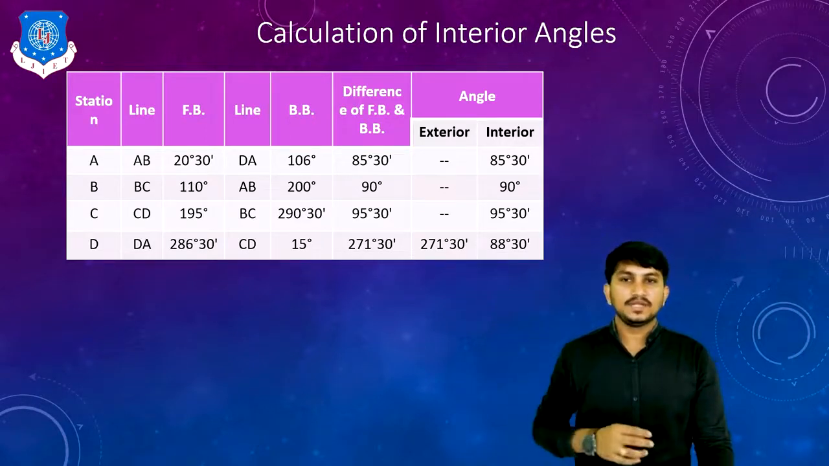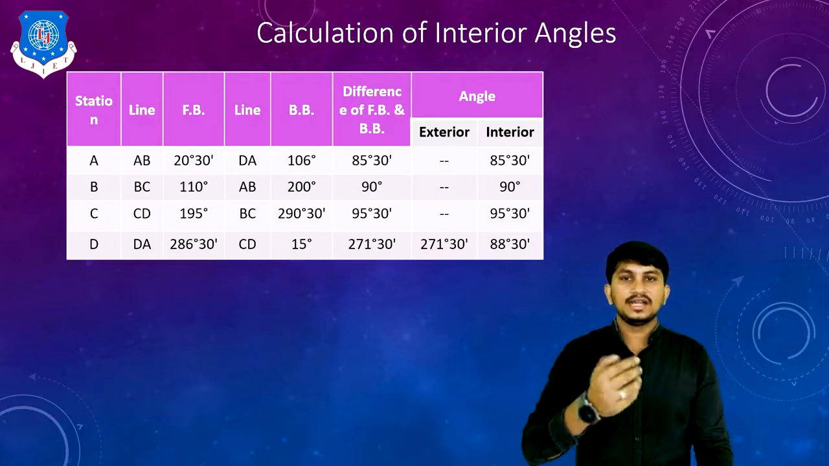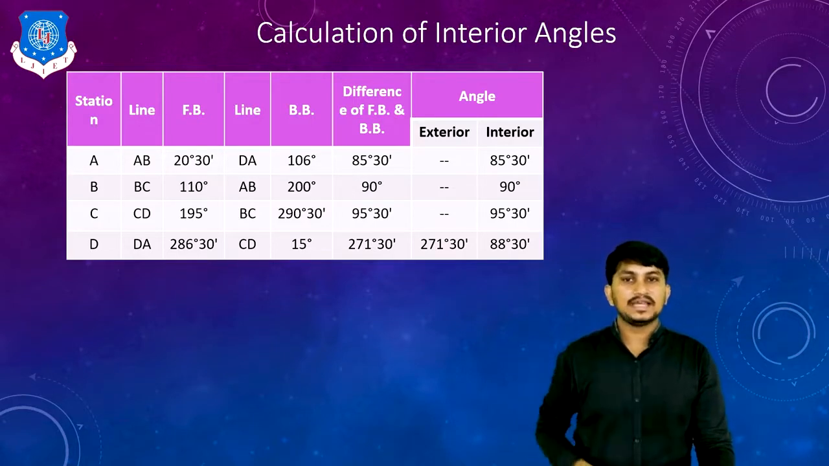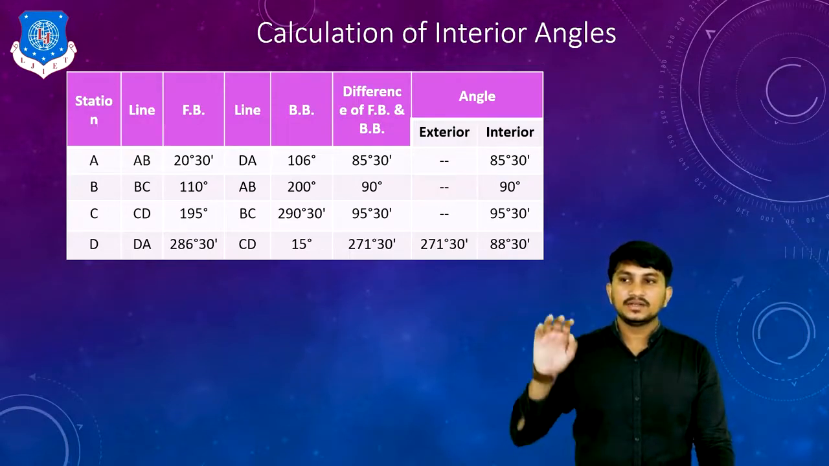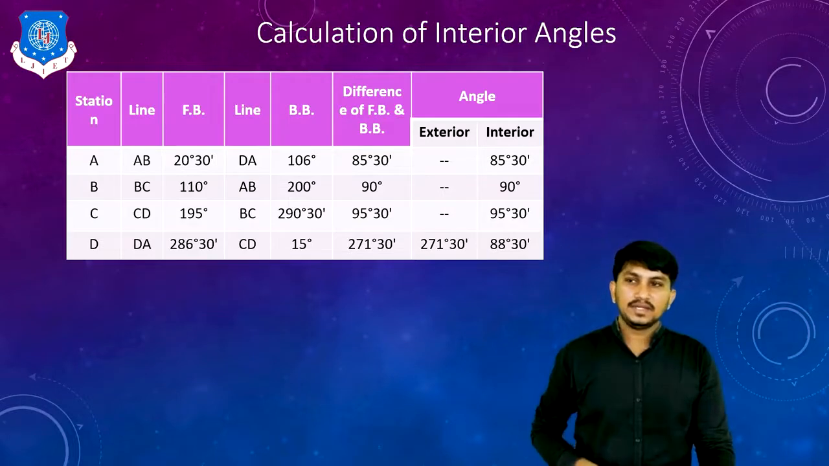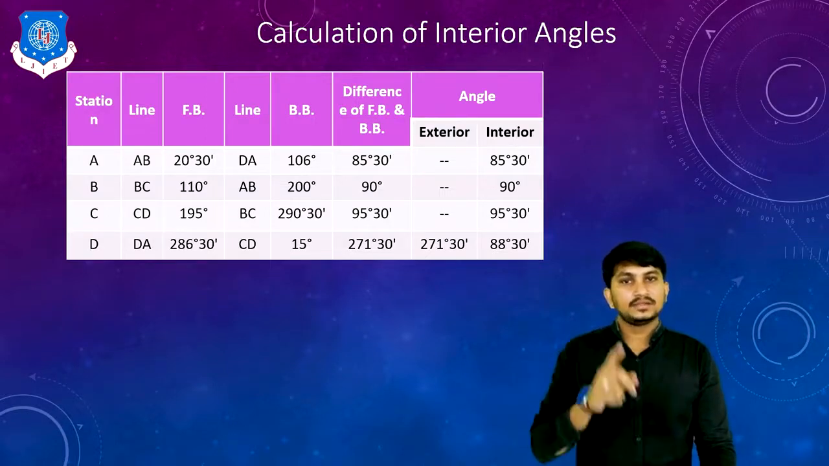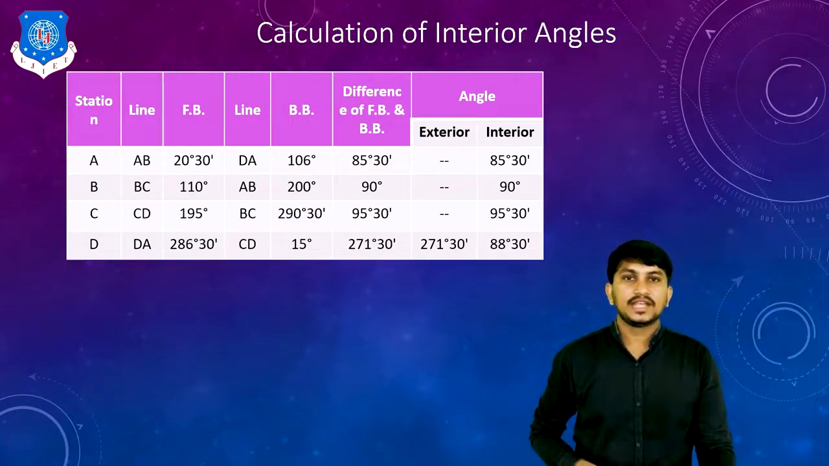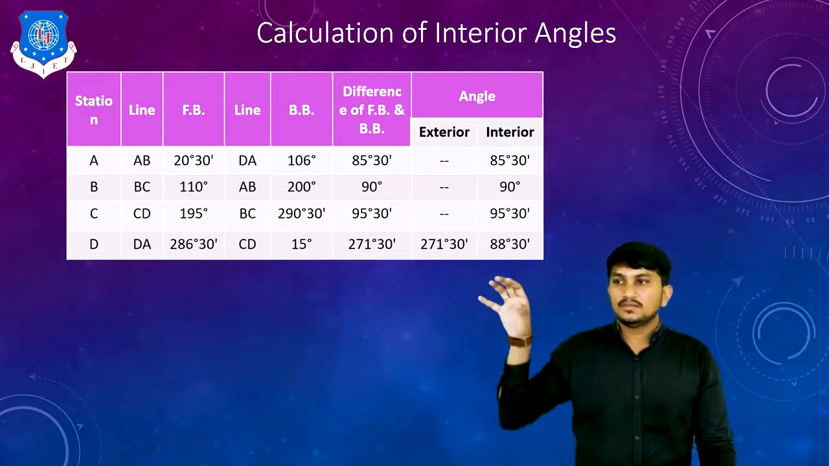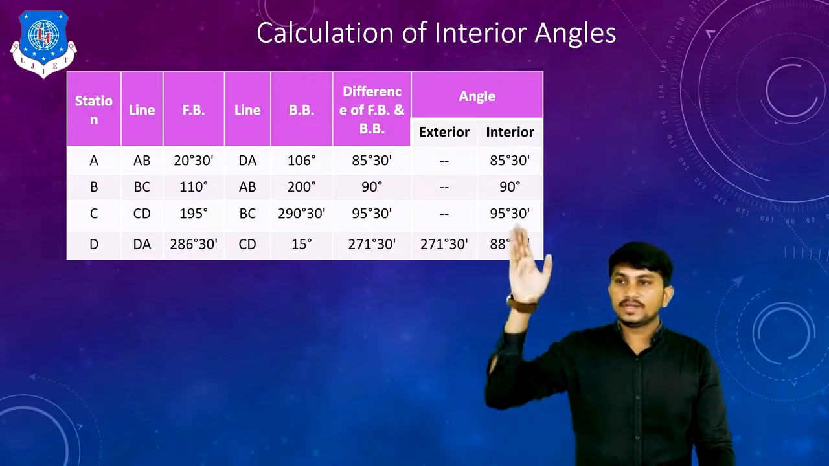Okay, for station B, the forward line is BC, the backward line is AB. The values of AB and BC are given in the example. We can find the difference between them. The difference gives the angles. If the difference is less than 180 degrees, most probably it is an interior angle. If the difference is greater than 180 degrees, it can be an exterior angle. So we can judge by the figure of the traverse. By this we can calculate the various angles.